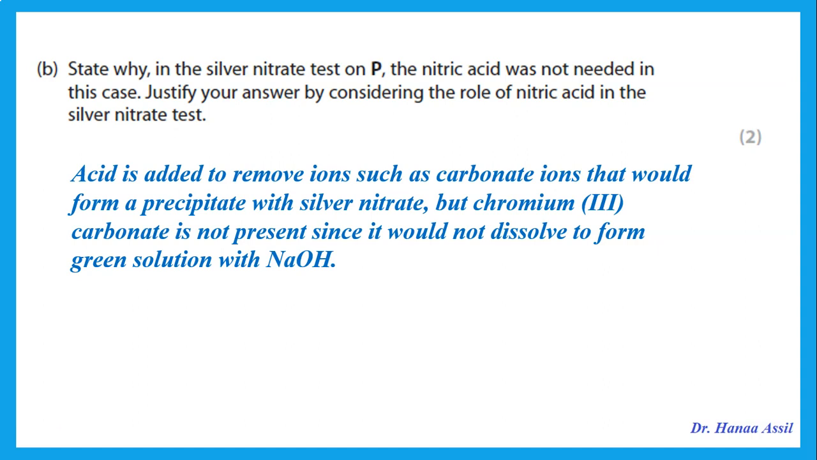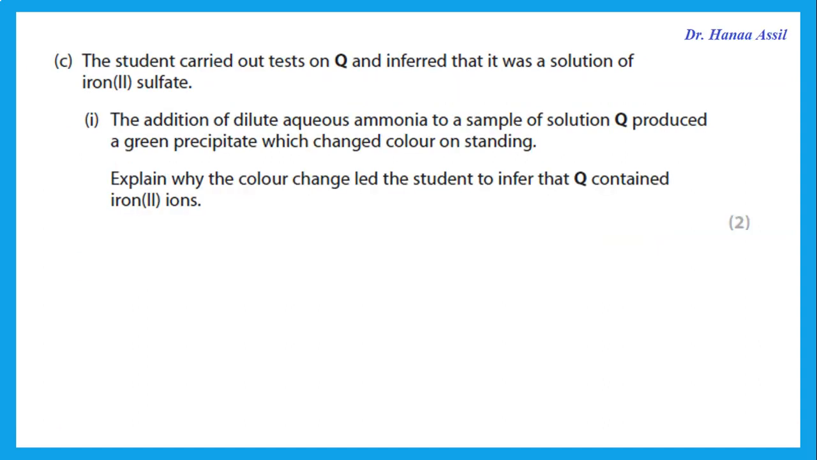But here, we should know that there is no carbonate, because if there were carbonate, the chromium carbonate would not dissolve to form a green solution when we added the sodium hydroxide. So the fact that we had only a green solution when we added excess sodium hydroxide tells us that we did not have chromium carbonate in the first place. So carbonate ions were not present, so we did not need to add the acid to remove the carbonate.